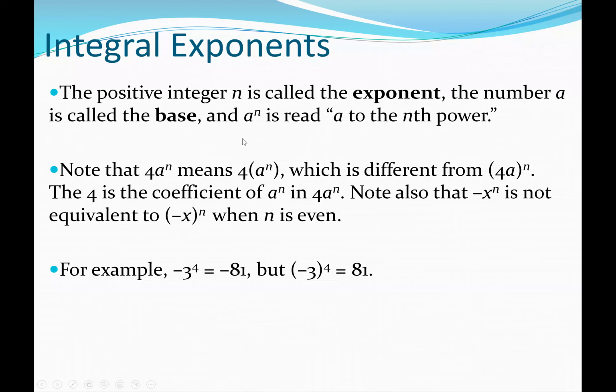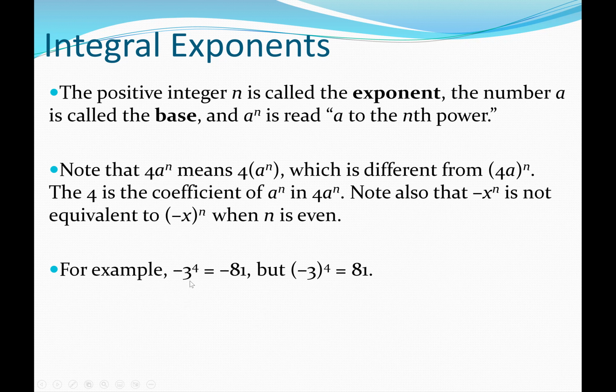So here, for example, when we say a to the power n, we mean we are going to multiply a n times. Normally the n will be called the exponent and the a will be called the base. For example, we have 4 times a to the power n. This means we are going to multiply a 4 times. Then the answer we get will be multiplied by 4. So normally we are going to call the 4 the coefficient of a to the power n.